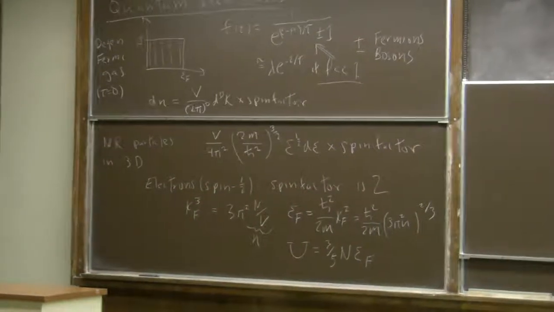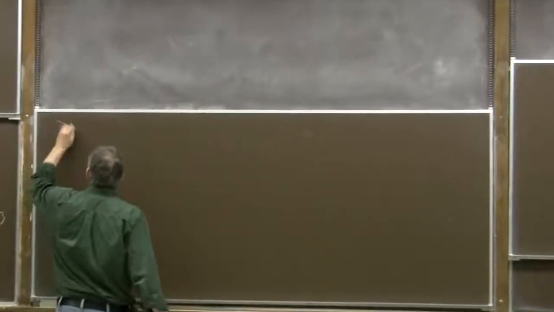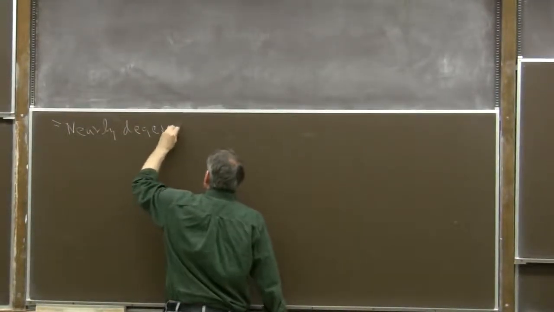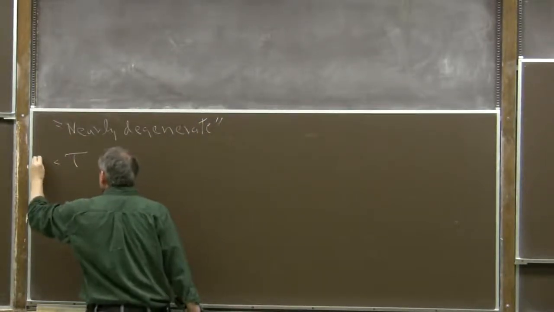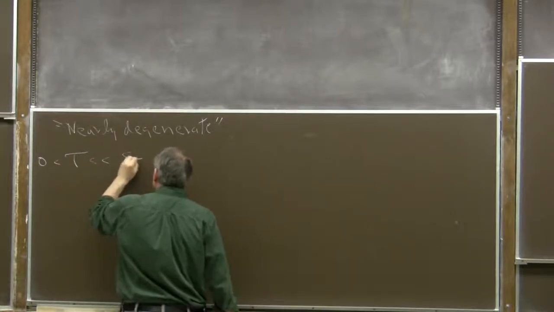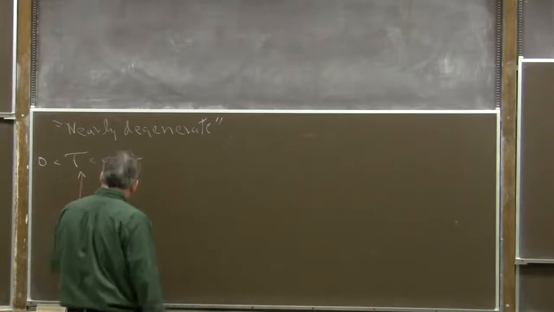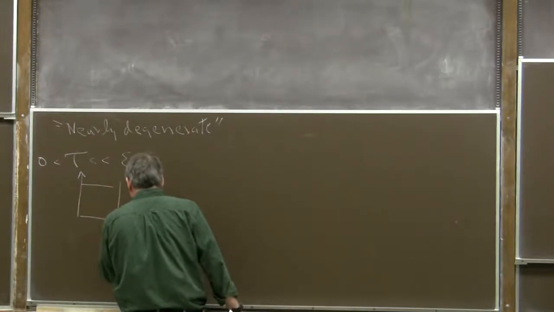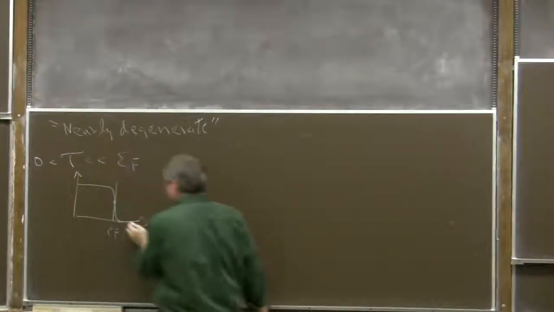Then we talked about the nearly degenerate case. That means the temperature is not 0, but it is small compared to the Fermi energy. And in that case, the step in the distribution function at 0 temperature becomes rounded a little bit.